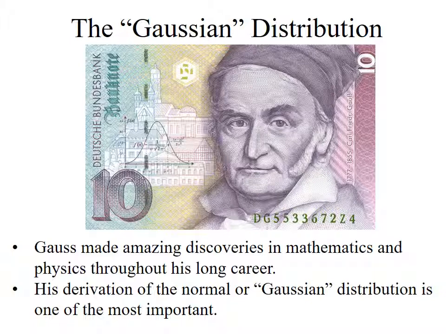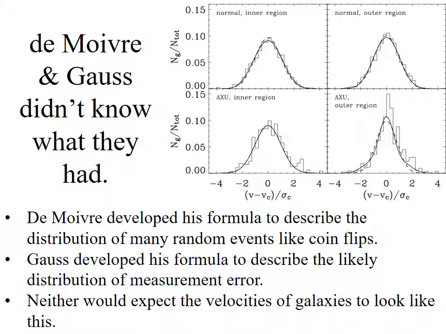And to this day, if you look at German money, you can find that this note has Gauss right there, and just to the left of his face is the normal distribution that he described. As a result, often in astronomy and physics, we call the normal distribution the Gaussian distribution in his honor. But again, he was thinking of this as an error distribution of measurement errors made by a scientist.